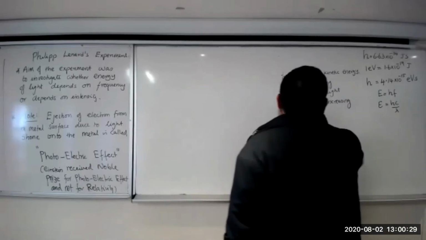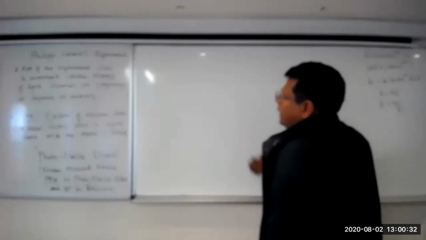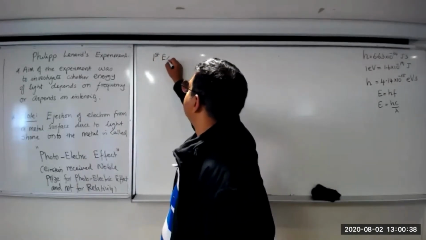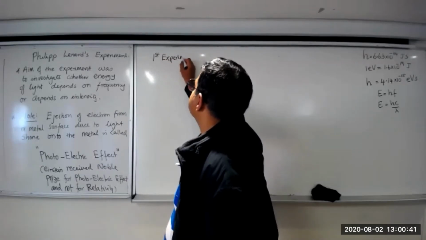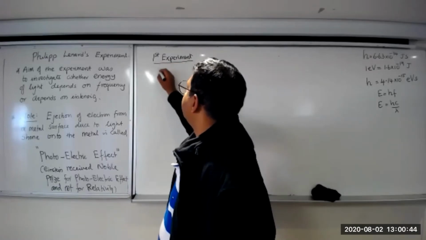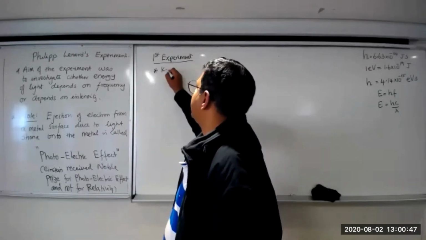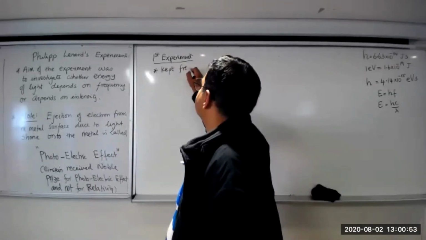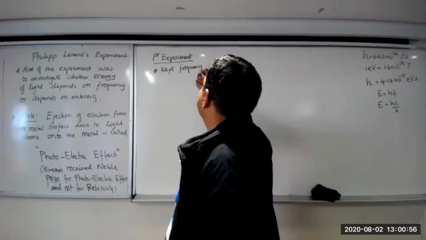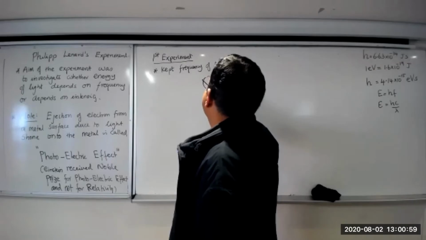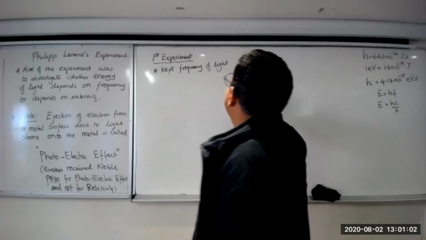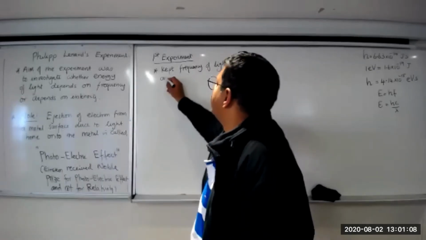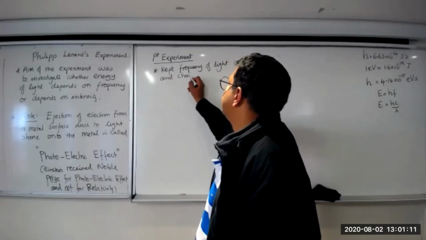Now, he set up the experiment. The aim of the first experiment, we'll just call it the first experiment. This is Philipp Lenard's experiment. He kept the frequency of light constant. You can't change too many variables. So he kept frequency constant and changed the intensity of the light.